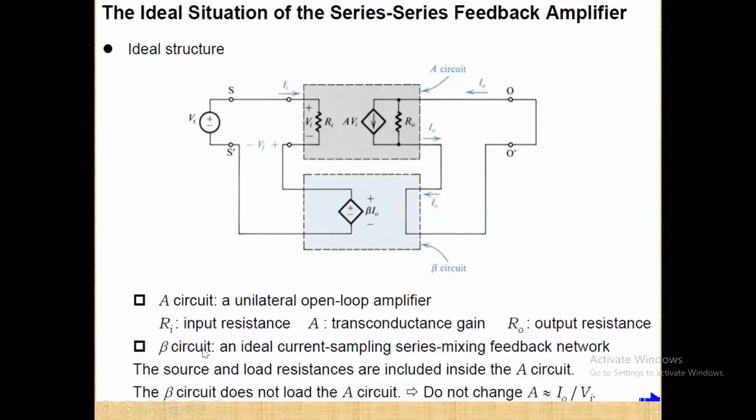So this value of beta will be, since VF is equal to beta into I naught, beta will be equal to the reverse value, VF by I naught. Beta value will be VF by I naught. The source and load resistance, as I said, are included within the amplifier circuit, and the beta circuit does not load the amplifier circuit. And always the assumption is that the beta circuit will never load the amplifier circuit. So the value of A is equal to the output current divided by the input voltage. So that's why some people use the term G also for this.